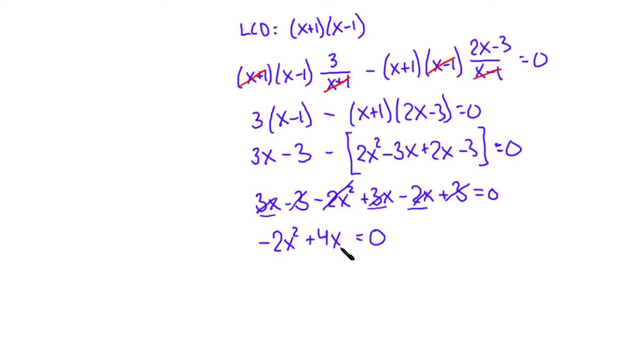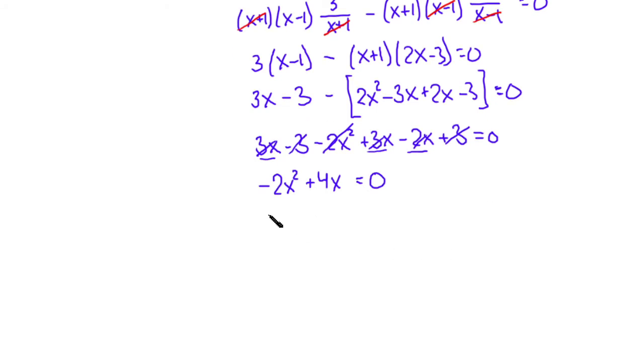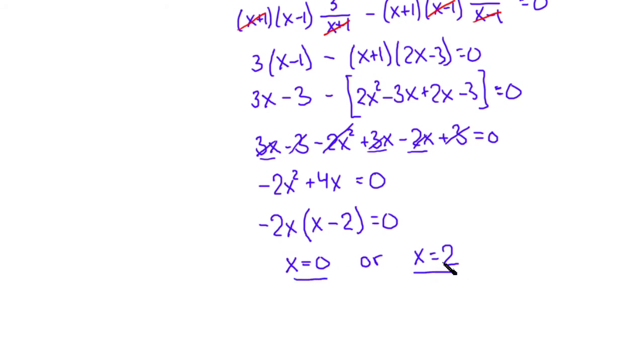Okay. Now we want to solve this. We want to find what x is. So at this point, what we can do is factor this expression. We can factor out a negative 2x, the greatest common factor, which means we're left with x and negative 2. And now we can see that using the zero product law, x equals either 0 or x equals positive 2. So those are our two roots.